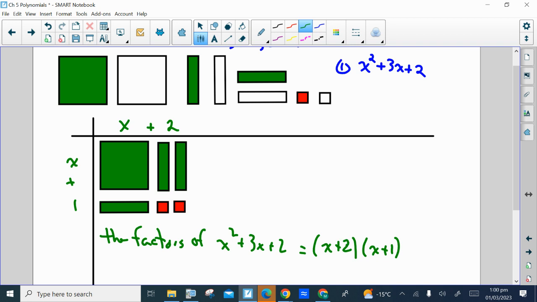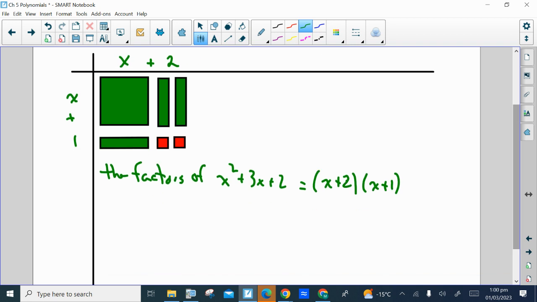Remember, you can always check. Factors are things that multiply together to get what you start with. So you can always check your factors. If you multiply x plus 2 and x plus 1 together, you should get x squared plus 3x plus 2.